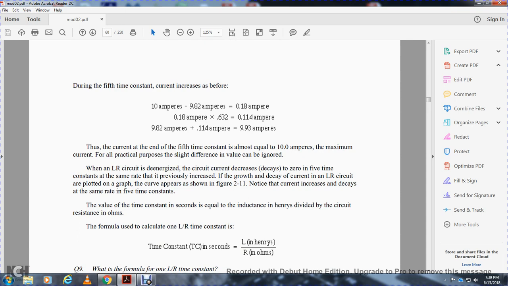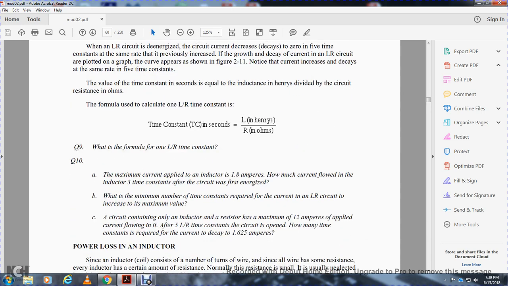The value of the time constant in seconds is equal to the henries divided by the circuit resistance. So the formula to calculate the inductance over resistance time constant is the number of henries over the ohms. Using the formula of henries over ohms for the time constant, the maximum current applied to the inductor is 1.8 amperes. Find the current flowing in the inductor 3 time constants after the circuit was first de-energized. Find the number of time constants required for the current to increase to the maximum value.